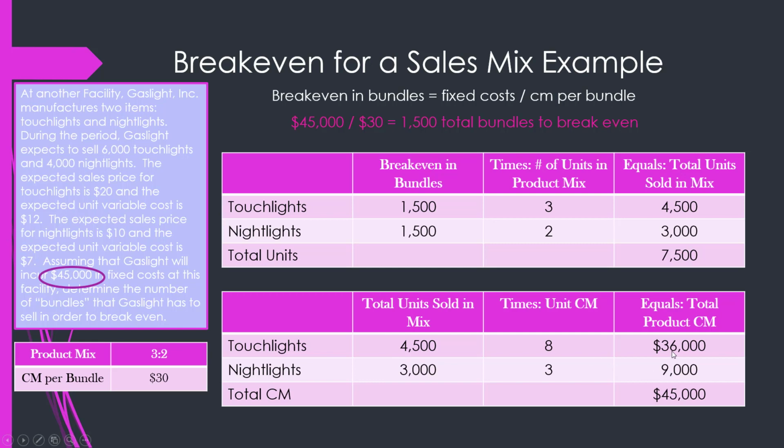And if we generate $36,000 in margin from the sale of touch lights and $9,000 in total margin from the sale of night lights, that totals up to $45,000 in overall contribution margin across all of the products in our mix, which is exactly enough to cover our $45,000 in fixed costs. So we just proved here by doing a little bit of math that indeed this is the number of bundles, this is the number of units in our overall mix we're going to have to sell to break even.